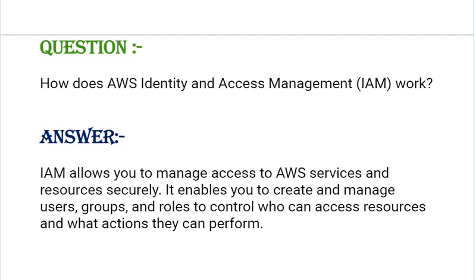Our next interview question is, how does AWS Identity and Access Management, IAM, work? Your answer should be: IAM allows you to manage access to AWS services and resources securely. It enables you to create and manage users, groups, and roles to control who can access resources and what actions they can perform.